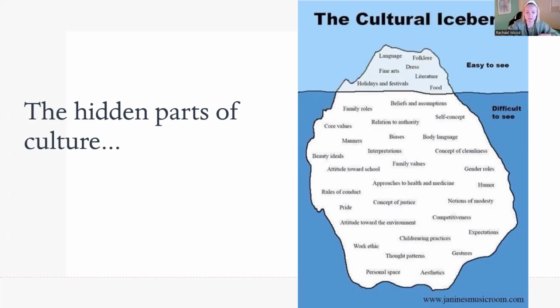And some aspects that might be difficult to know unless you're an insider would be certain attitudes or feelings, right? Certain biases or core values. Some family roles might be difficult to fully grasp unless you embed yourself within that culture, or beliefs, assumptions, beauty ideals, family values, gender roles, cleanliness, modesty, and notions of modesty might be difficult here. Work ethic, child rearing practices, all of this would take more time to look at with a particular culture.